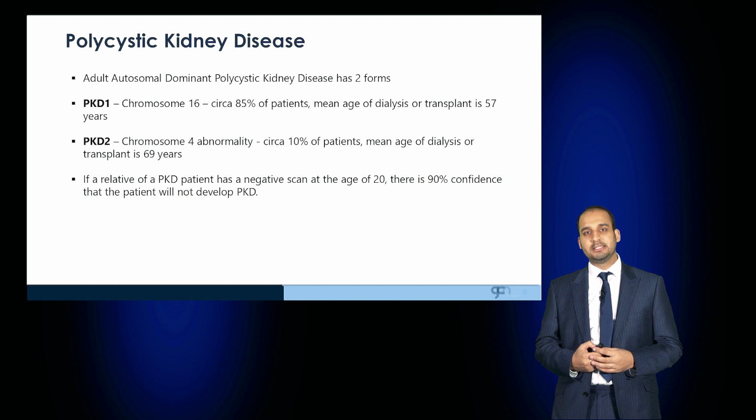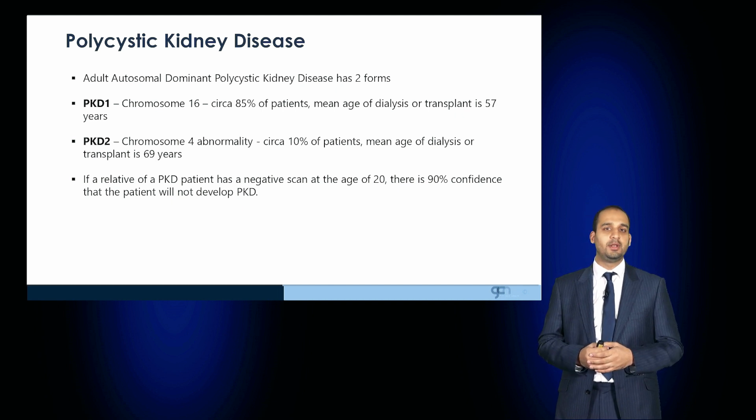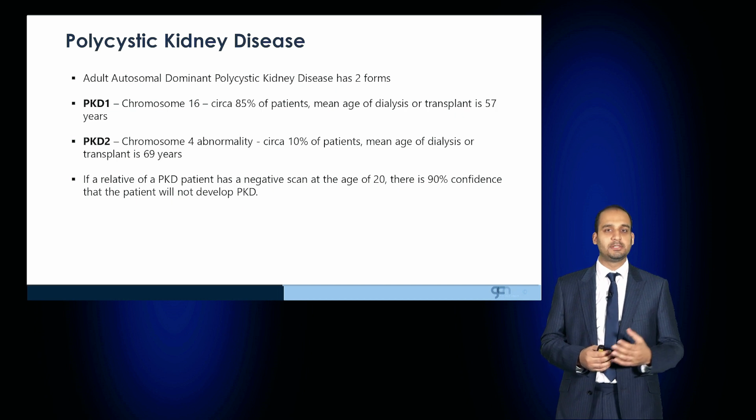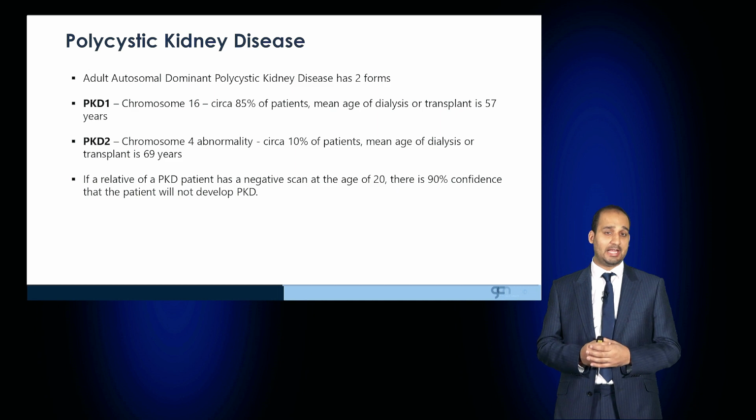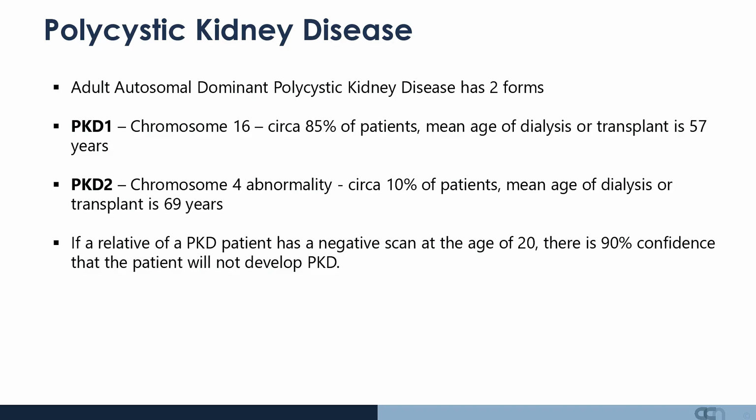Be aware that polycystic kidney disease has two key forms. Polycystic kidney disease type 1 is a defect of chromosome 16, and about 85% have this condition, and the mean age of dialysis or transplant is about 57 years old. PKD type 2 is an abnormality on chromosome 4, and this is rarer. About 10% of patients present with this defect, and the mean age of dialysis or transplantation is about 69 years old.